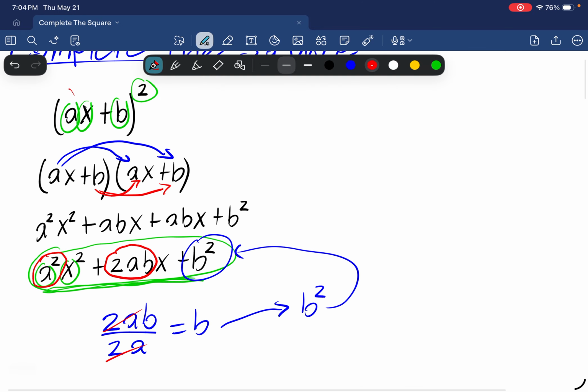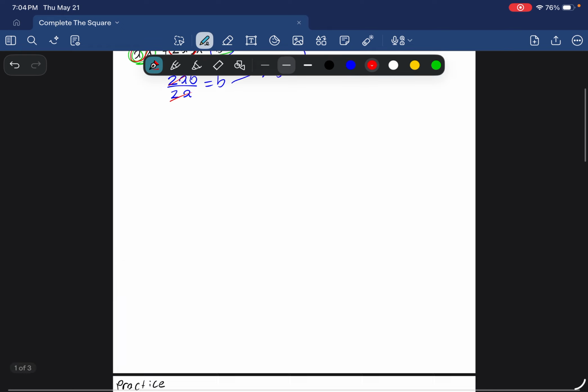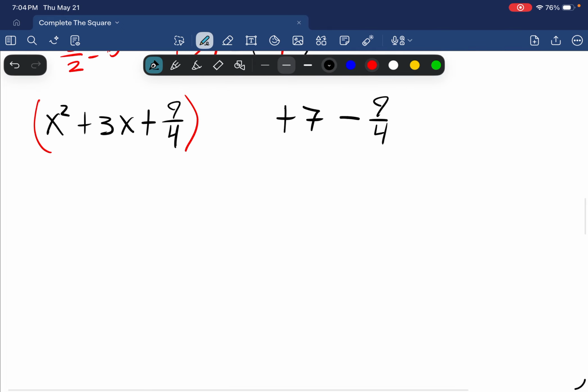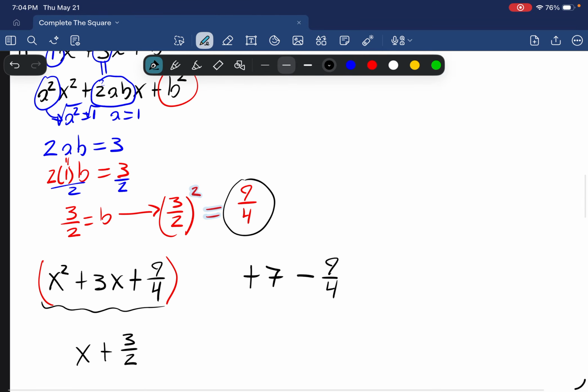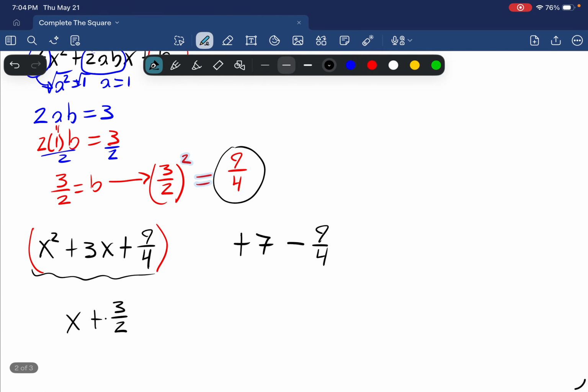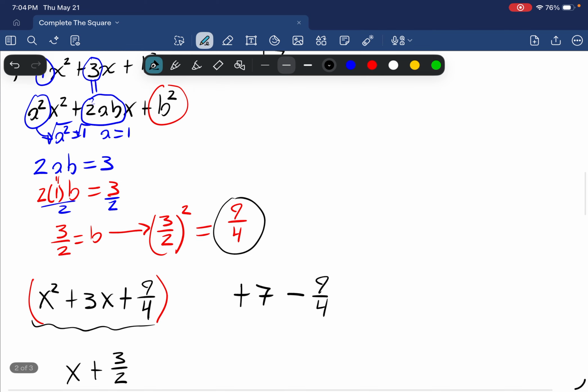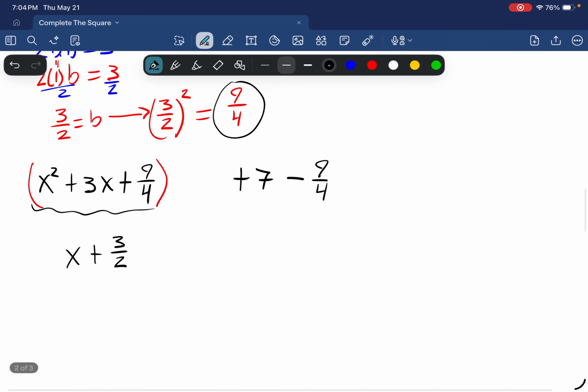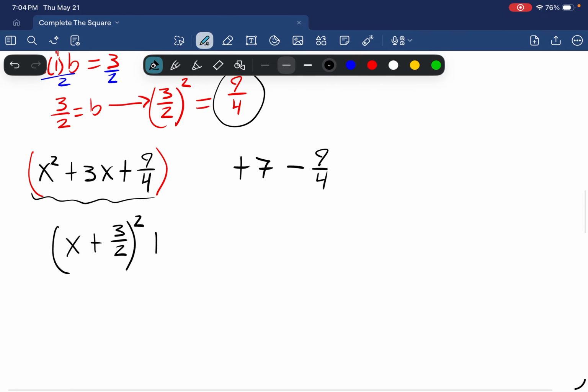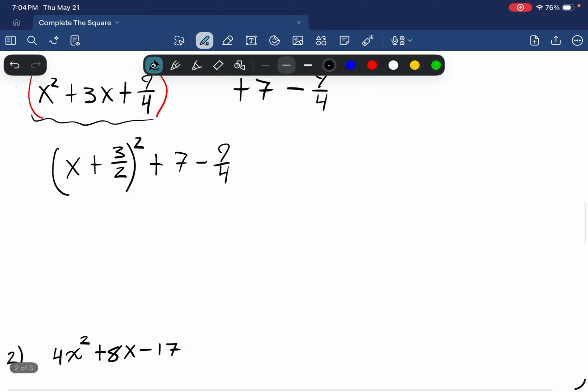Now, this side of the equation lines up pretty nicely with our example up here. We could just rewrite it as this, right? So let's do it. So we can say all of this is equal to just x plus 3 over 2, or just ax plus b. Remember, our b is 3 over 2. We have to square all of that. And we still have to add our 7 minus 9 over 4.